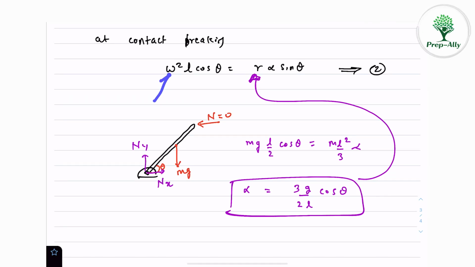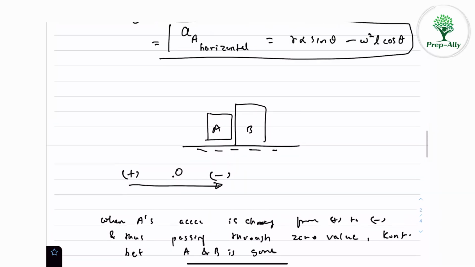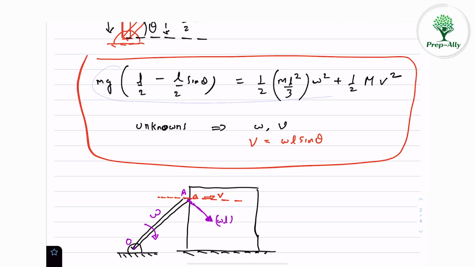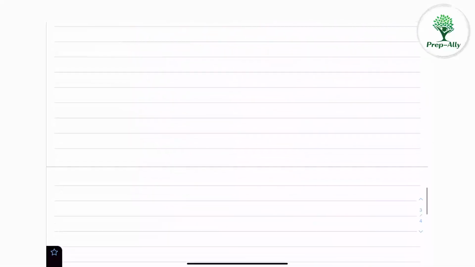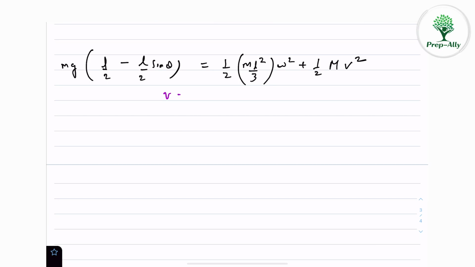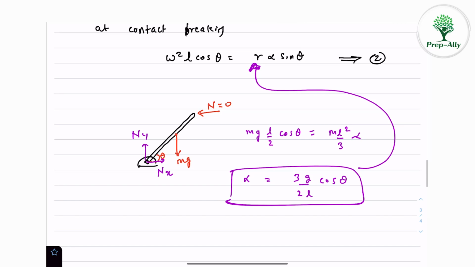And what is the omega at that precise moment? So for that we have to use the energy conservation. This is becoming very lengthy. So this is the energy conservation equation, in which I will put V as omega L sin theta. V is equal to omega L sin theta. The good thing is that already this theta is given at which contact breaking happens. So we can put the values.